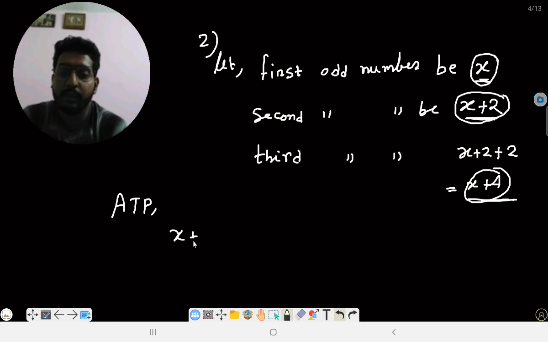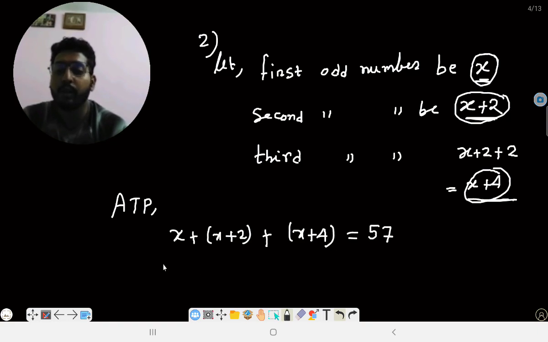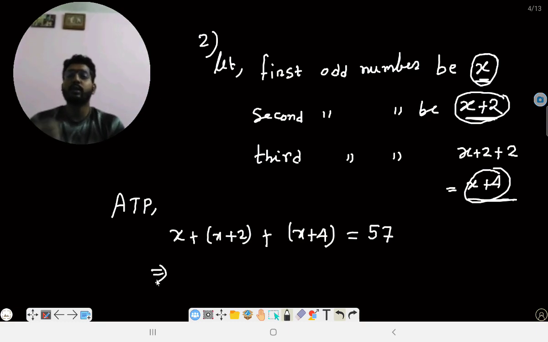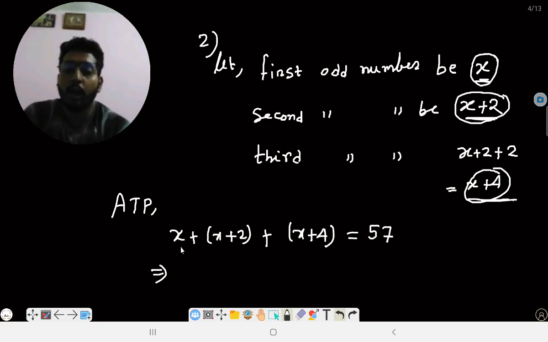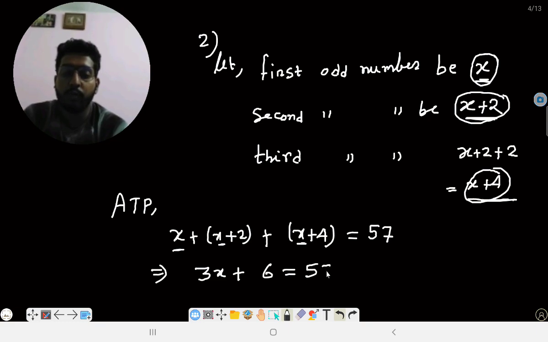That means x plus 2 and x plus 4, the sum of these three odd numbers will be 57. Now this is a linear equation you have to solve. So how many x are there? 1, 2, 3. So there are 3x. That means 3x plus 4 plus 2, that is 6, equals 57.